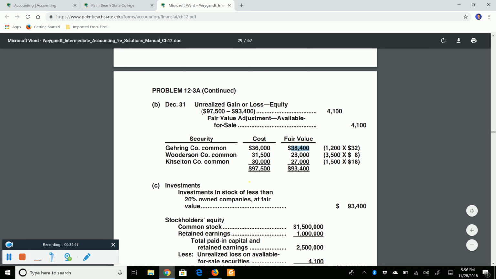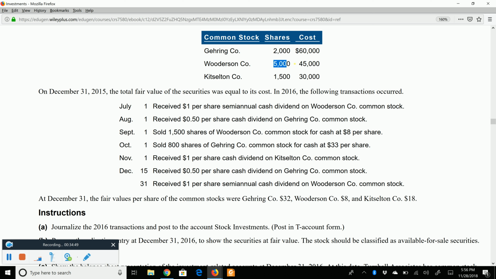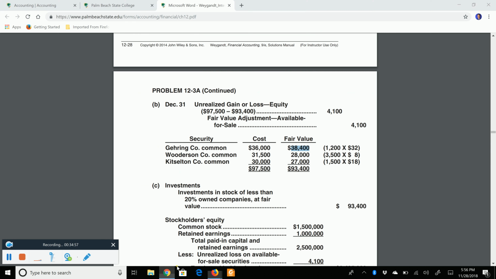Now Wooderson, the original cost, like we said, was $9 per share. How many shares do we own? 5,000 less the 1,500 we sold was 3,500. 3,500 times 9, that's where you get the original cost. The fair value, 3,500, and as we said, the market value at the end of the year was 8. That's where you get your 28,000.